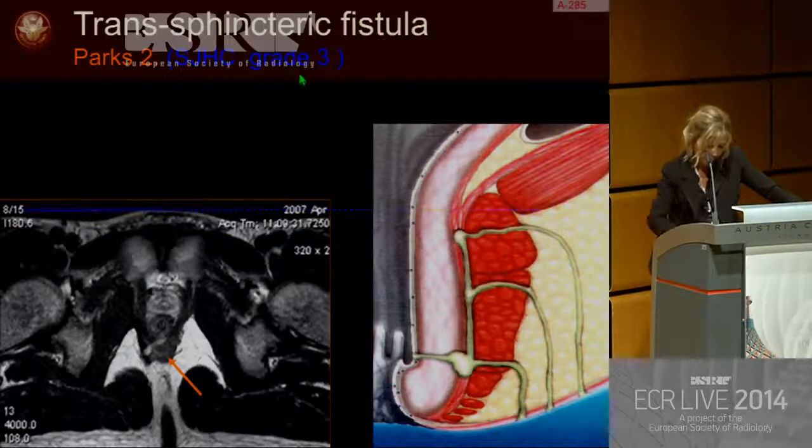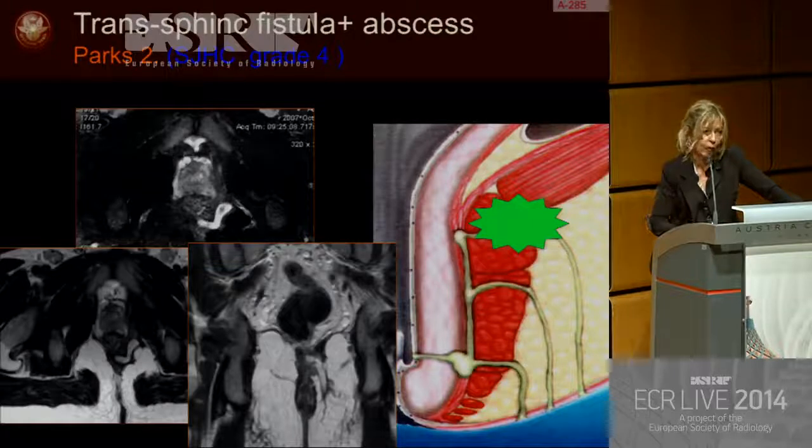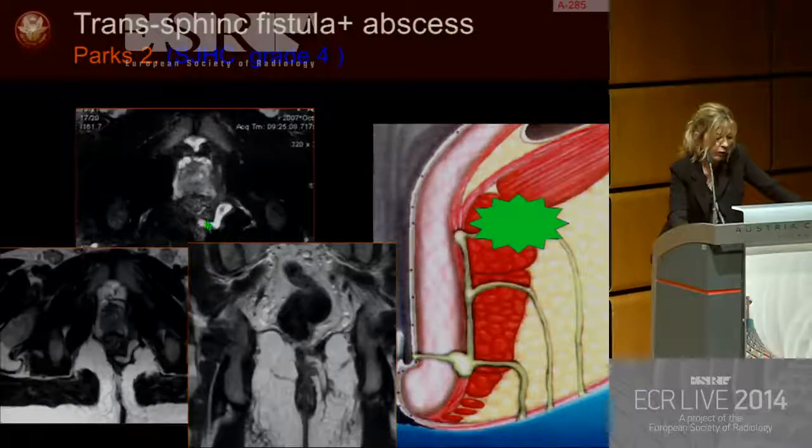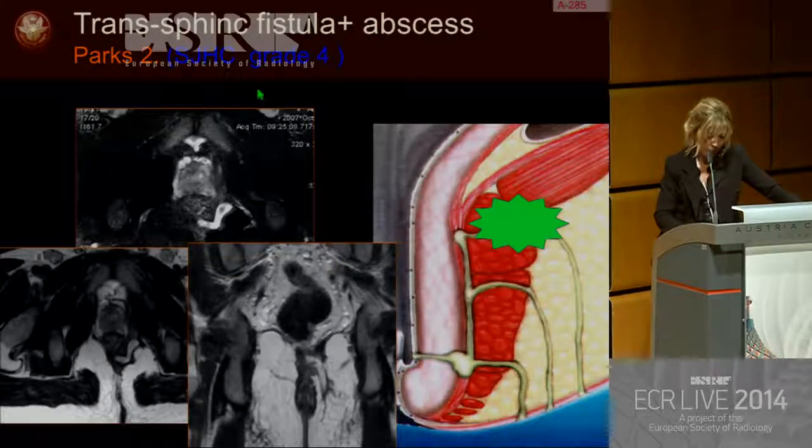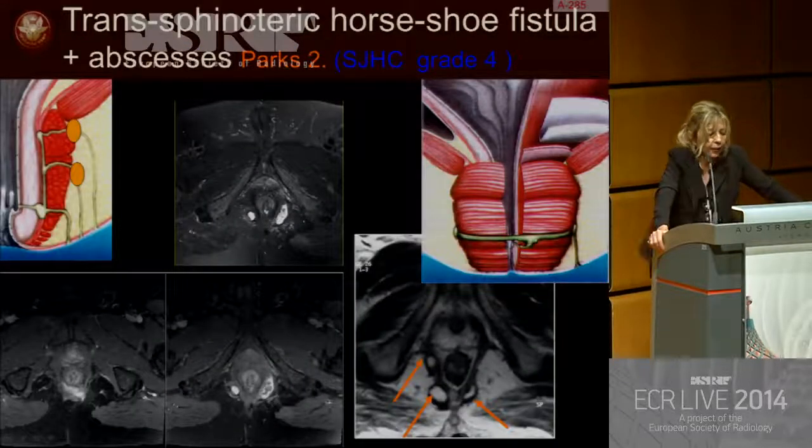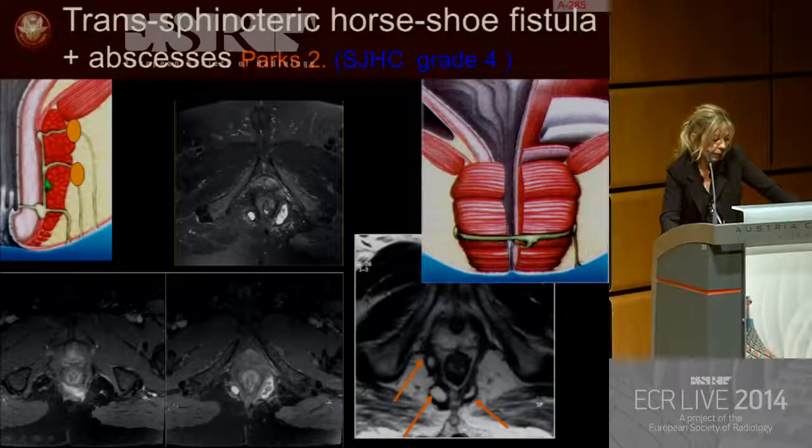James Hospital, grade 3. If we find an abscess, it will become grade 4 of the St. James Hospital classification, such as in this case. This is a large fluid collection, and this is a transsphincteric abscess, grade 4, St. James Hospital. This again is a complex transsphincteric fistula, always Parks 2, but St. James Hospital, grade 4.